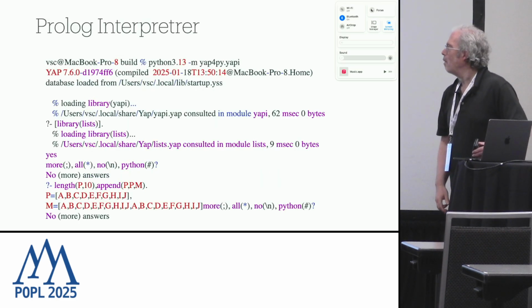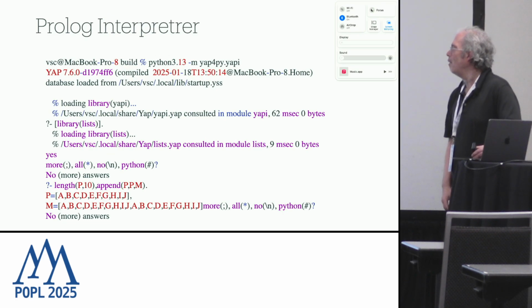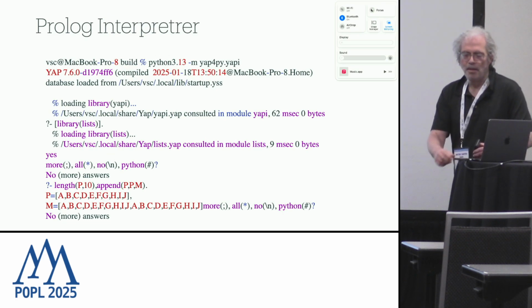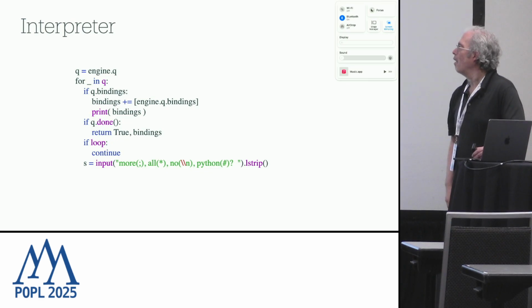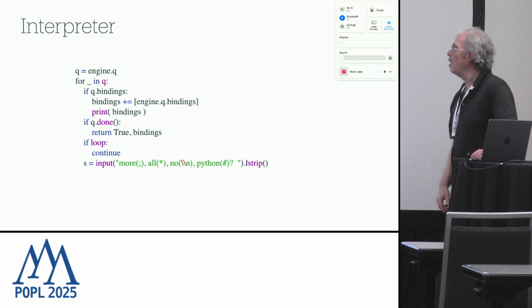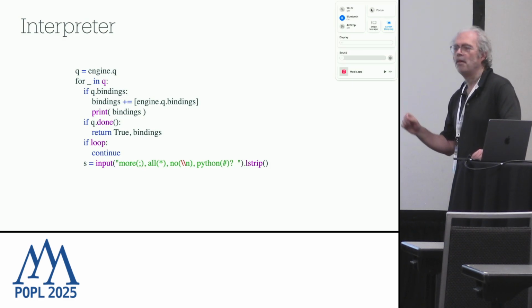This is an example of a Prolog interpreter. It was written in Python. So the core of the interpreter is just this simple algorithm. You have an engine, which has the query. It seeks to extract the query from the engine. For every element in the query, if it has bindings, add it to the engine bindings list, print the bindings, then go on. So basically, it's like in Janus as well, you just have to do a loop to get all the solutions for the query. Just this for i in q.